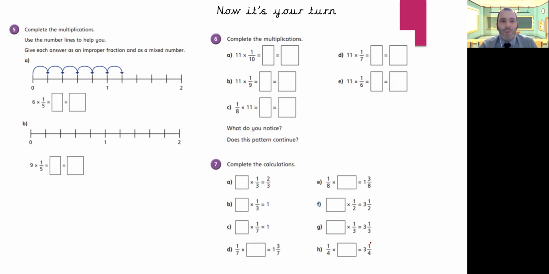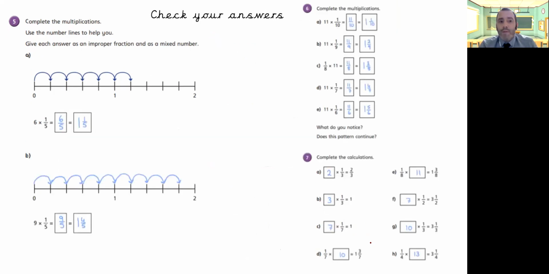Okay, how have we got on with these? So you're looking at the number lines to begin with. 6 times 1/5 equals 6/5, which is equivalent to 1 1/5. B, 9 times 1/5 gives me 9/5, which will give me 1 4/5. Completing the multiplications for question 6, A, 11/10, which becomes 1 1/10. B, 11/9, 1 2/9. C, 11/8, 1 3/8. D, 11/7, 1 4/7. E, 11/6, and 1 5/6.